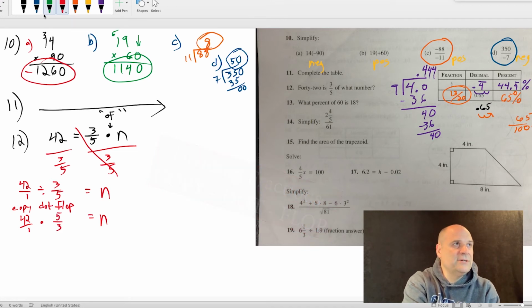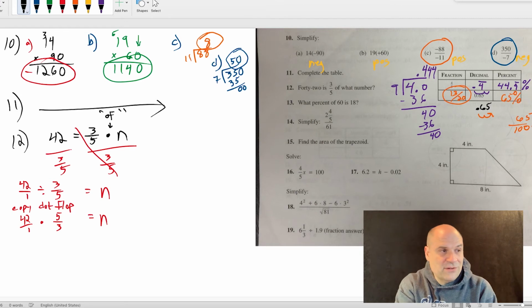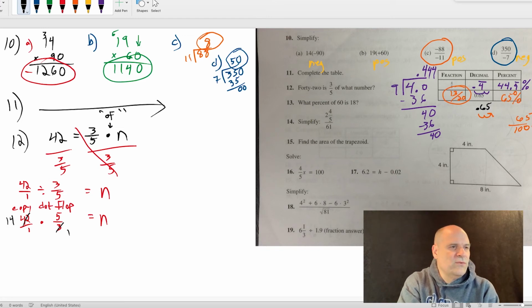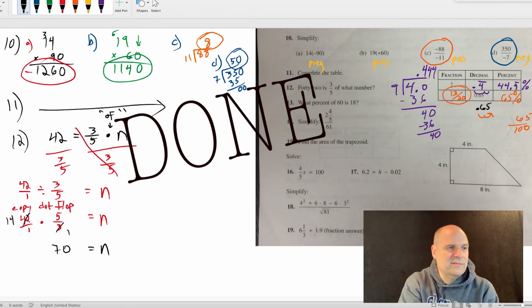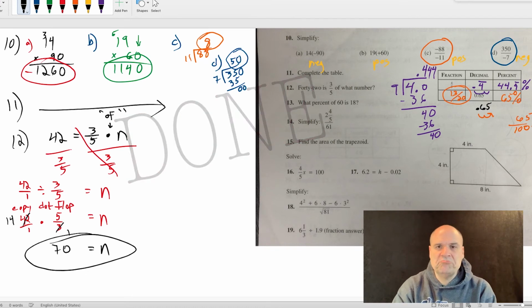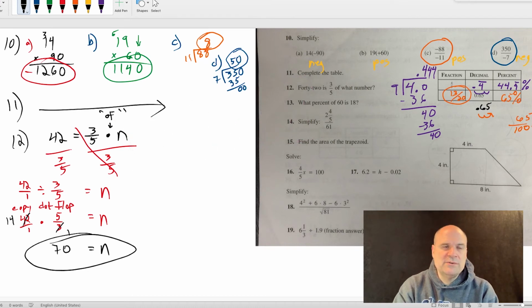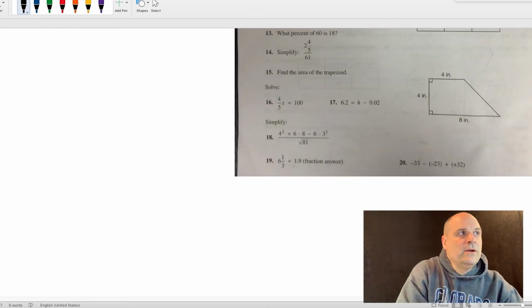All right, now we can do a little cross reducing. You don't have to, but it just makes it easier to get your answer in the end. 42 goes into 14 three times. 14 times 5 is 70. All right, that works. So 42 is 3/5 of 70. That makes sense.